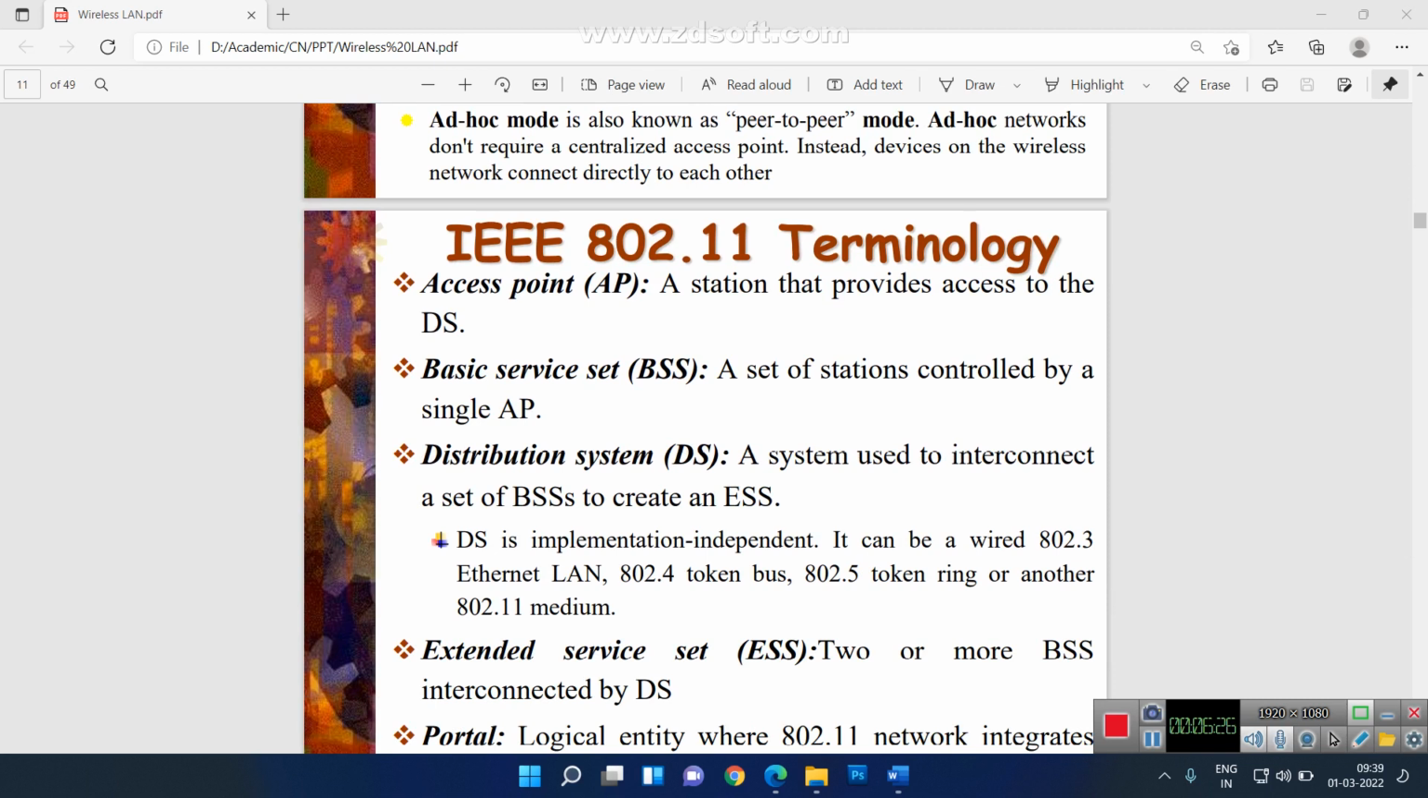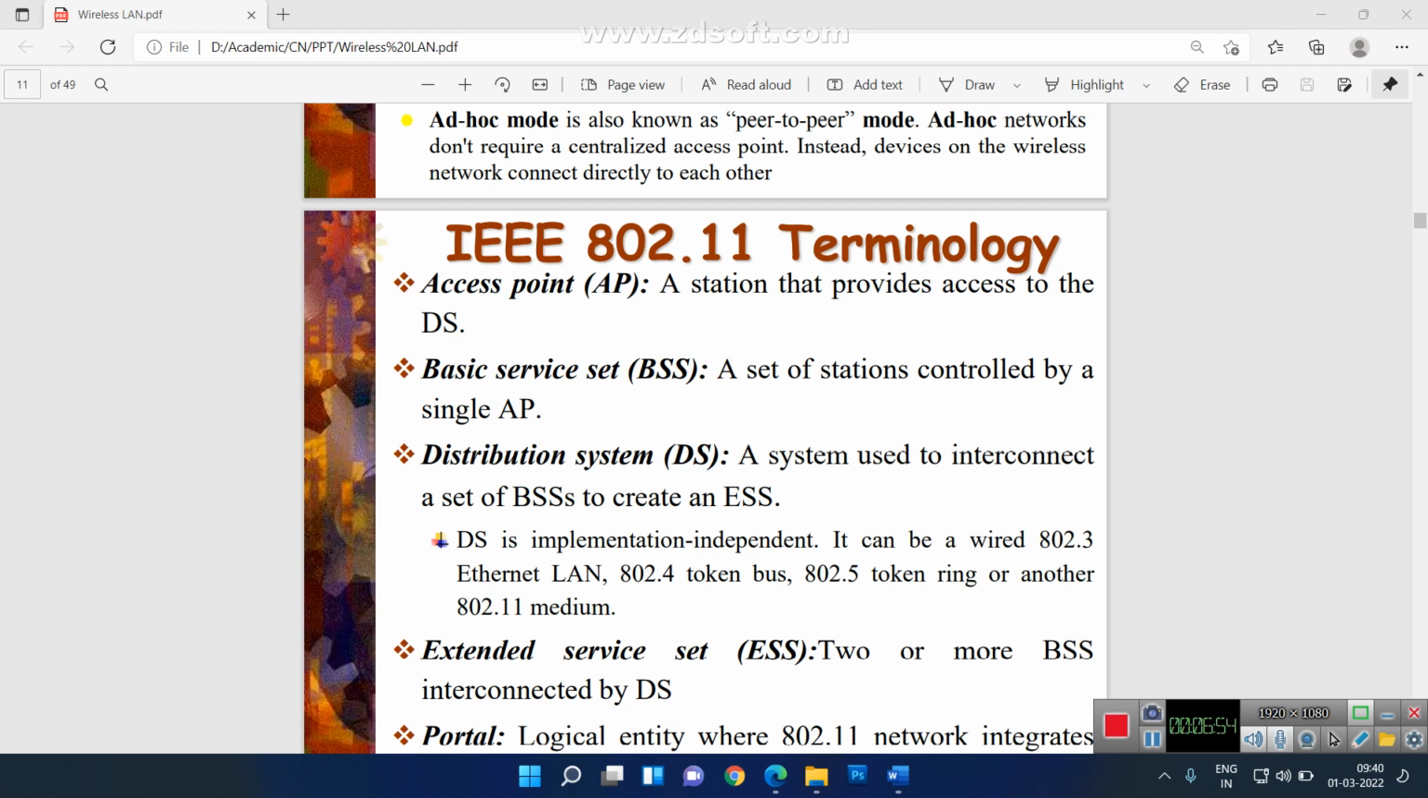So these are the things they can use in infrastructure modes. The access point, as we already know, is a station that provides access to the distributed system. DS is called the distributed system. Another thing is the basic service set. The basic service set is also a type of station group, controlled by the access point.